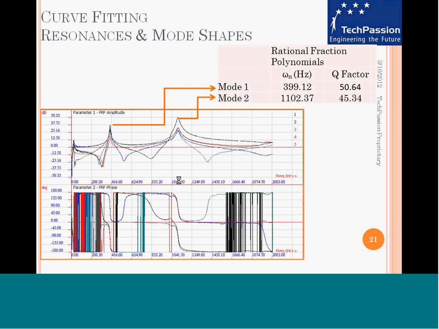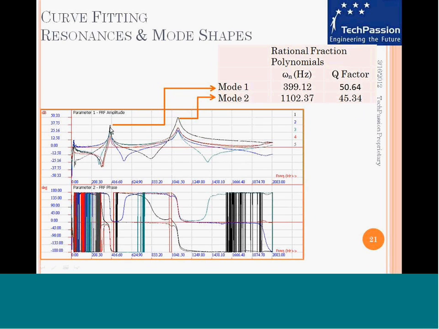From the frequency response function, to calculate the resonances, damping, and mode shape, we do what is called curve fitting. It's essentially a parameterization technique. The parameters that we want to extract when we solve it are the resonant frequency, damping, and mode shape. One of the widely used curve fitting techniques is the rational fraction polynomial curve fitter.